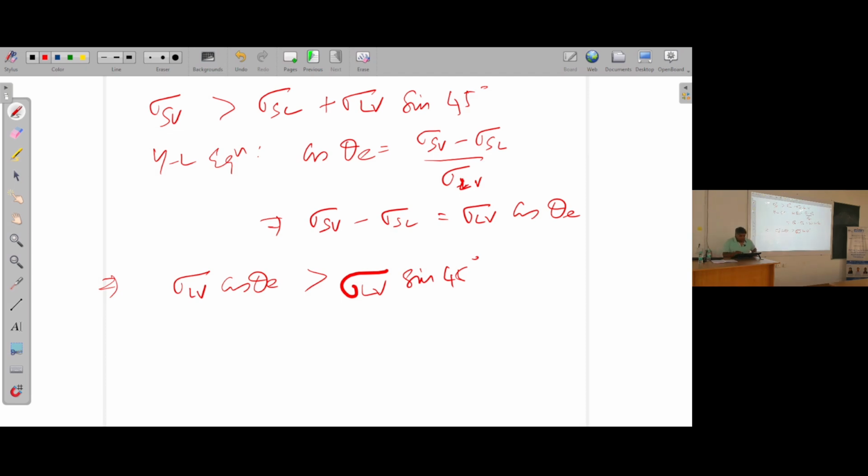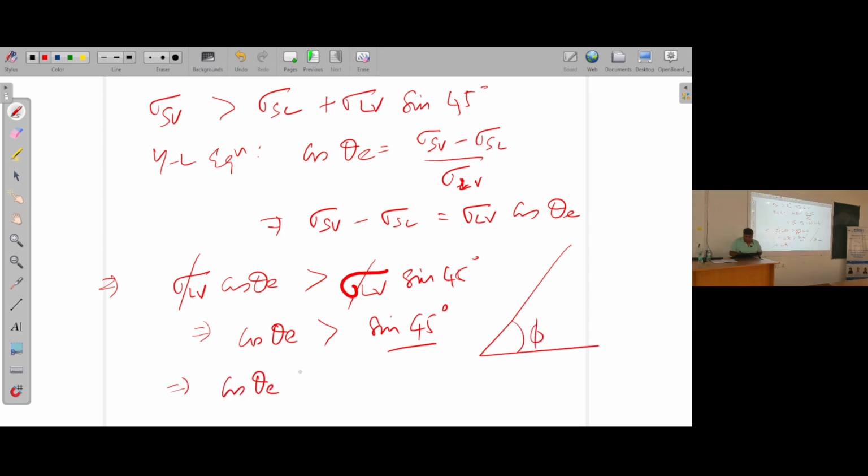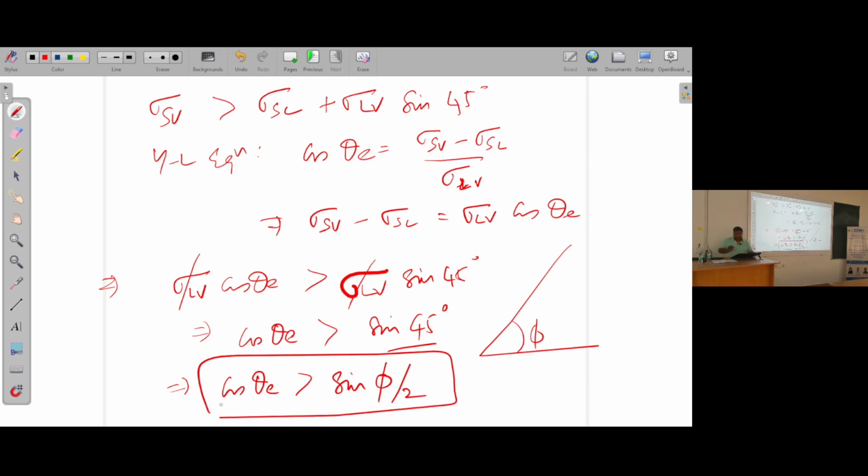Okay, so this becomes the condition to make sure that you can fill up the corner: the cos of the equilibrium contact angle must be greater than sine 45 degrees. Or in general, if you have a corner of any angle, say phi, then the cos of the equilibrium contact angle should be greater than sine phi by 2. So this is the general condition for filling up the corner.